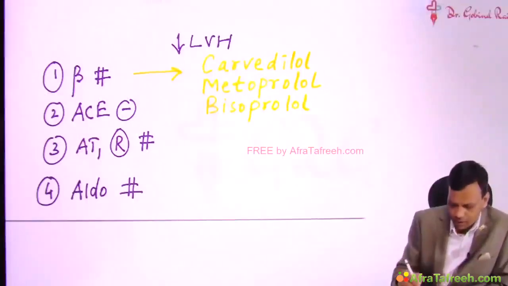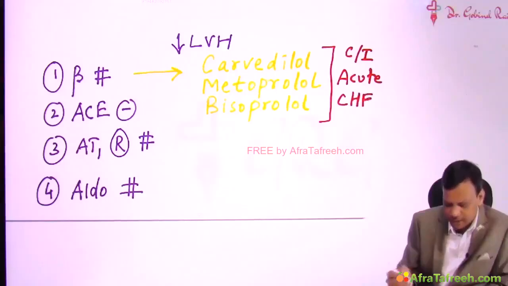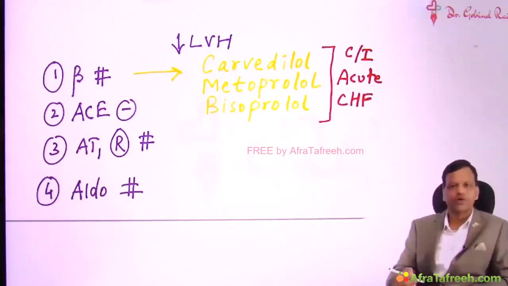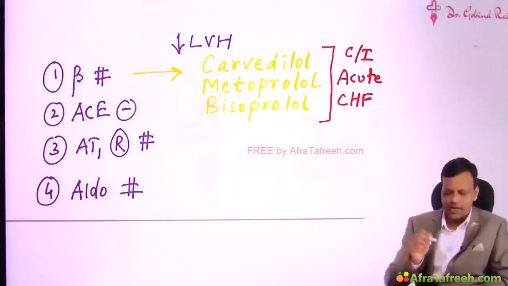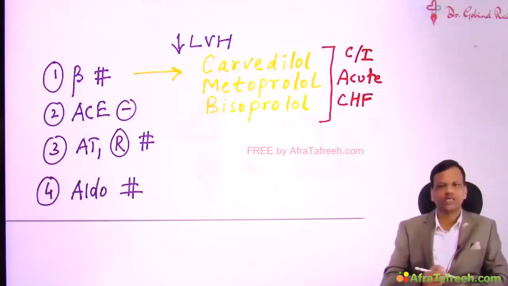But very important to remember, beta blockers are contraindicated in acute CHF. Remember, in acute CHF we want to increase contractility, and beta blockers can decrease contractility. So they are contraindicated in acute CHF, but they can be used in chronic CHF because they decrease left ventricular hypertrophy. However, the dose of beta blocker should be gradually increased in congestive heart failure.